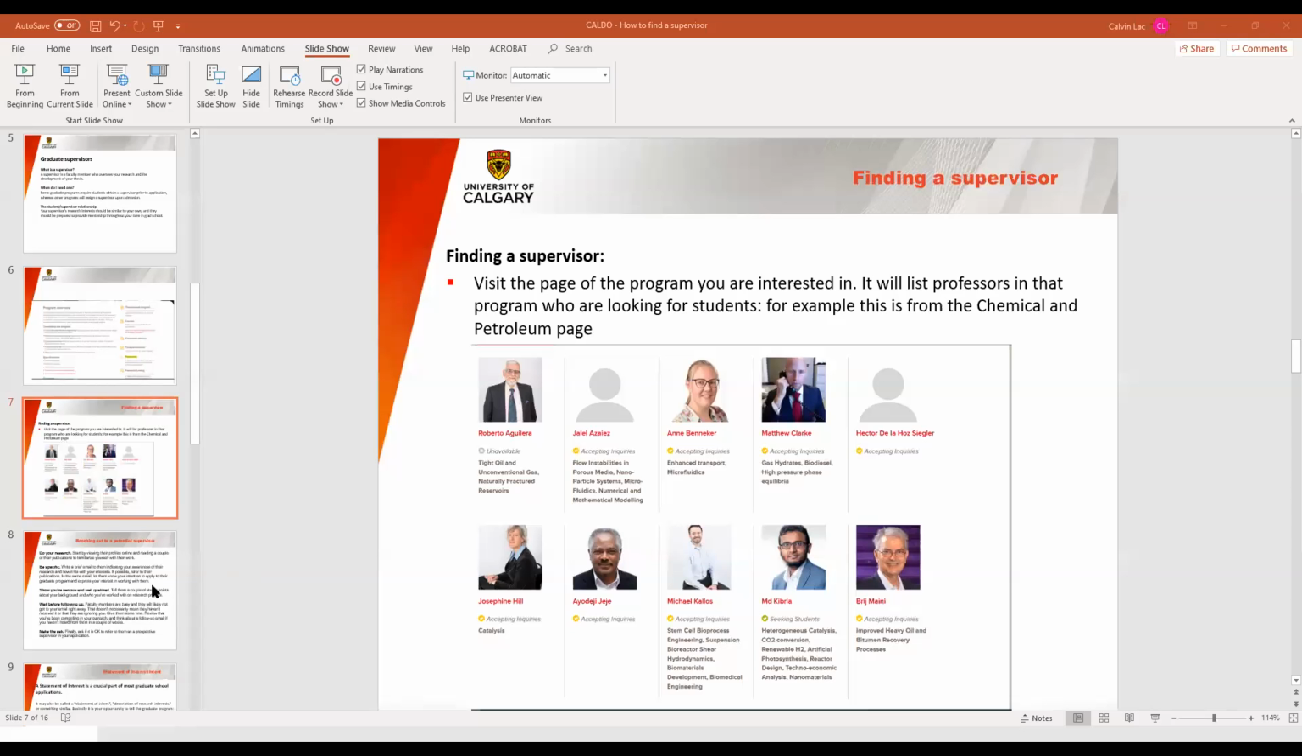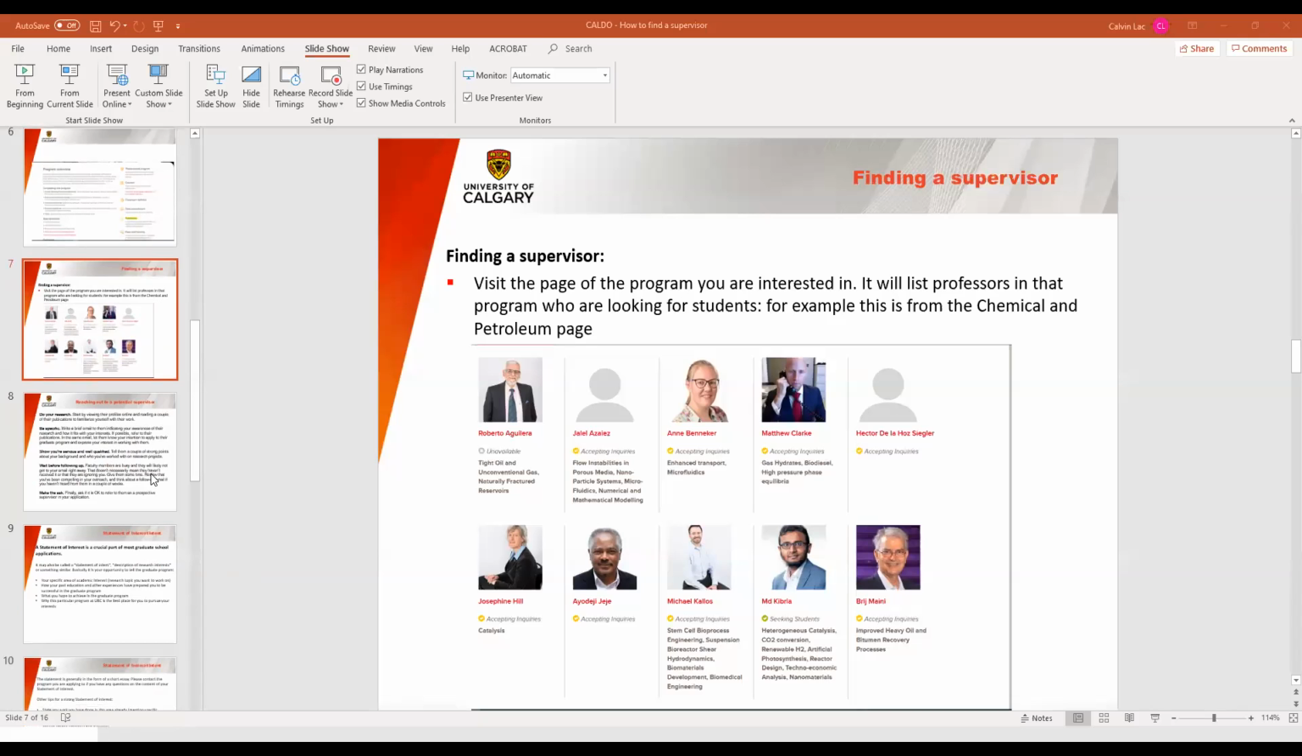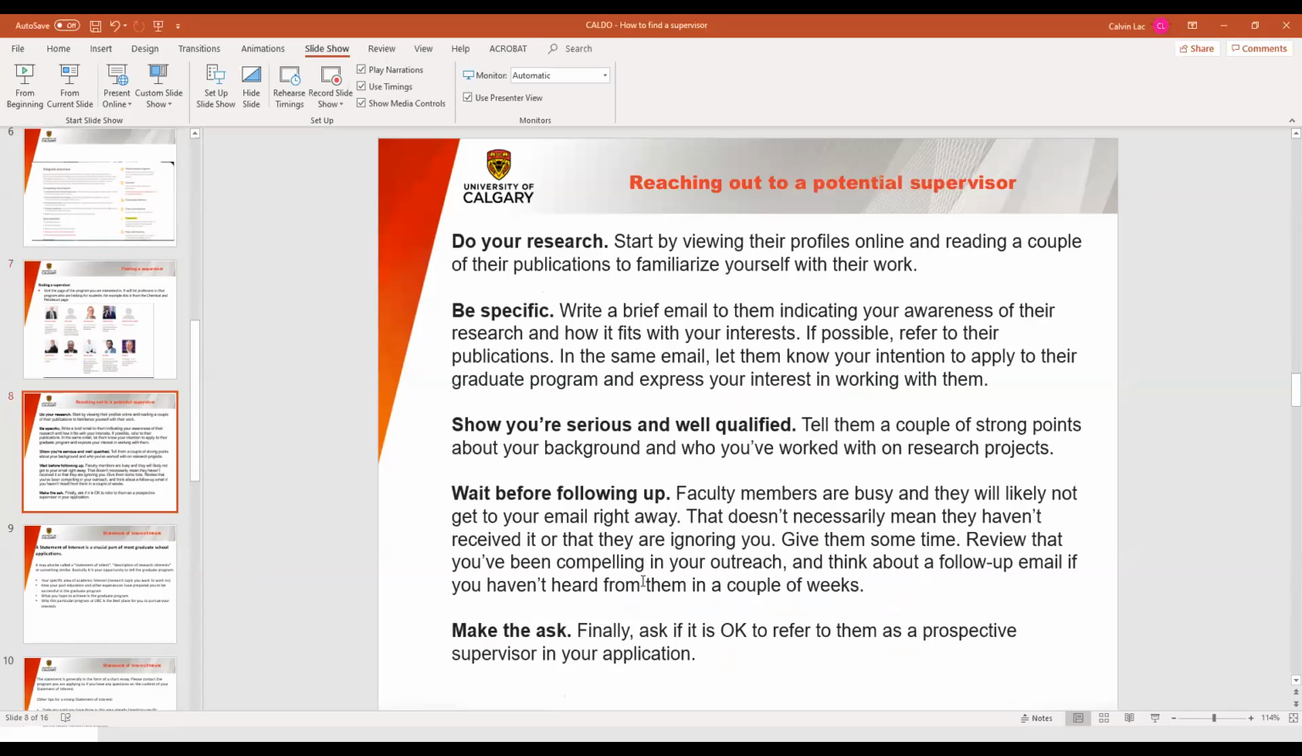A lot of times, the supervisors are the ones providing you funding as well. So when you are looking for a supervisor, you have to do your research. Start by viewing the profiles online and reading a couple of their publications to familiarize yourself with their work. When you look at the program page, jot down 2 or 3 professors you'd like to work with and start researching them. Be specific in your correspondence with the professors. You can write a brief email to them indicating your awareness of their research and how it fits with your interests. If possible, refer to their publications.